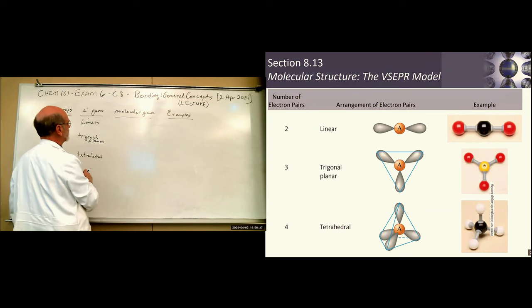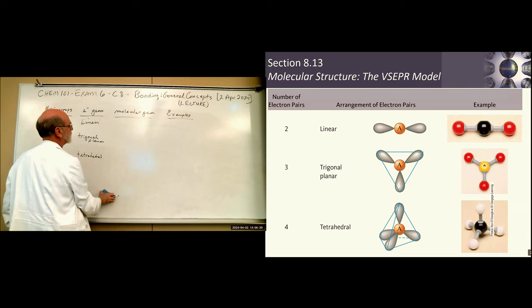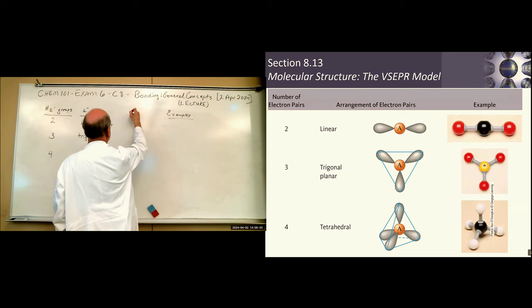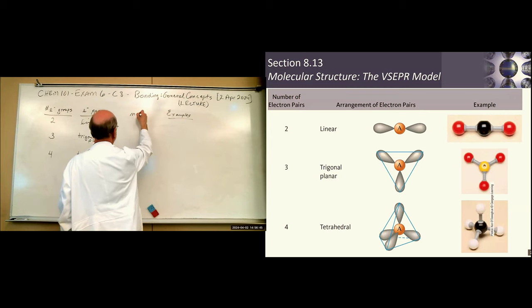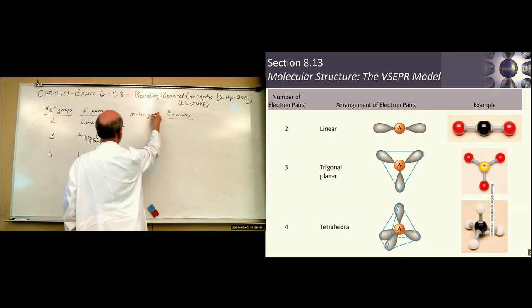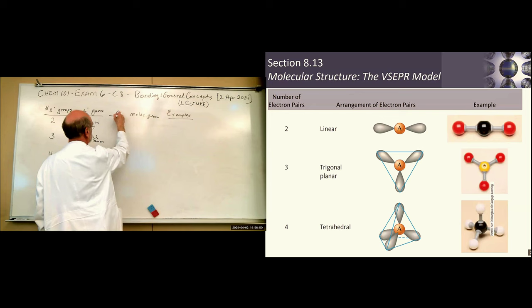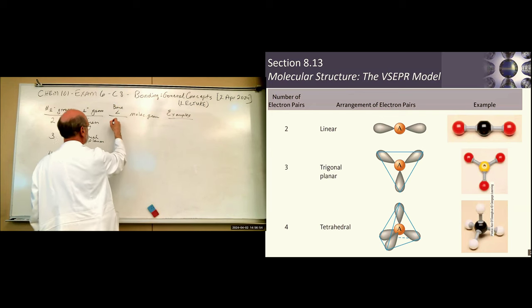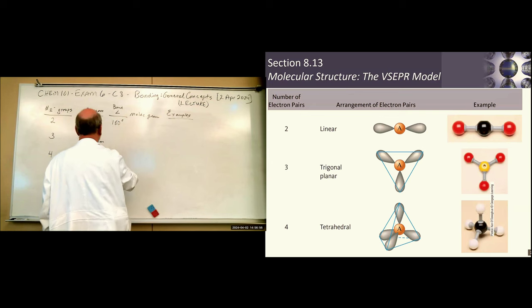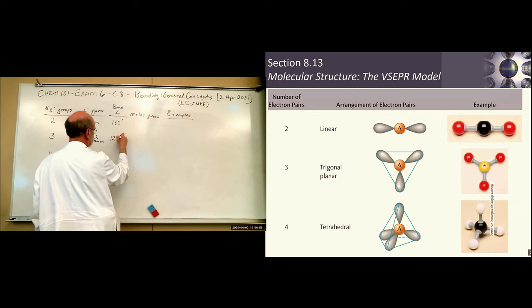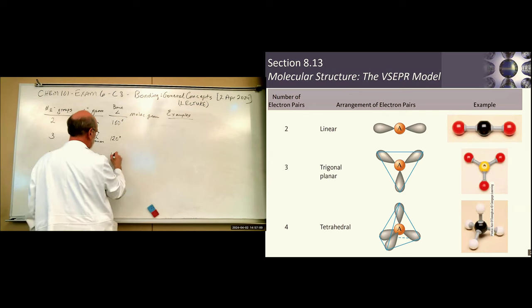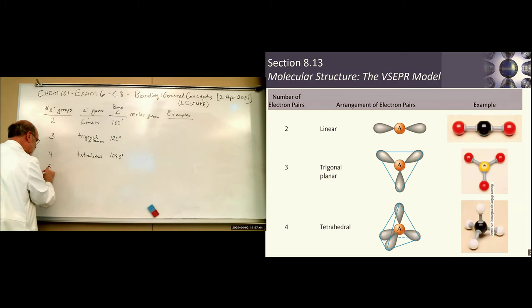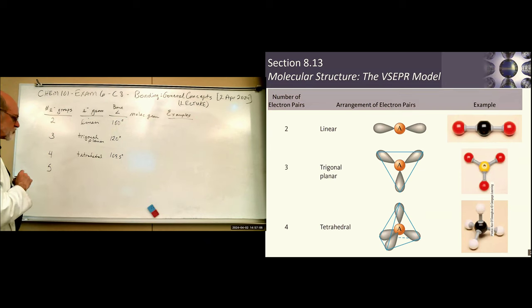Oh, I forgot to put in bond angles. Let me move this down. Molecular geometry and bond angles. But bond angle for linear is 180 degrees. Trigonal planar is 120 degrees. Tetrahedral is 109.5 degrees. Now, if we have five groups, what's the best regular structure for that?